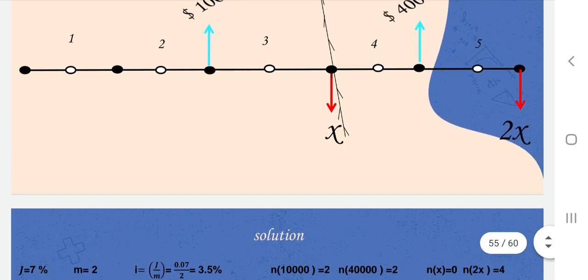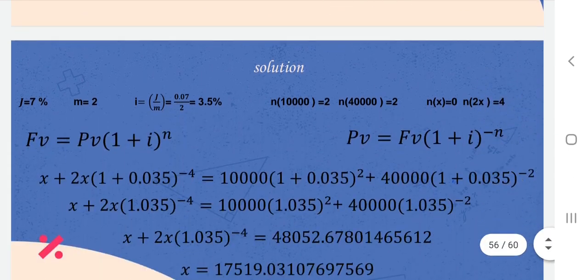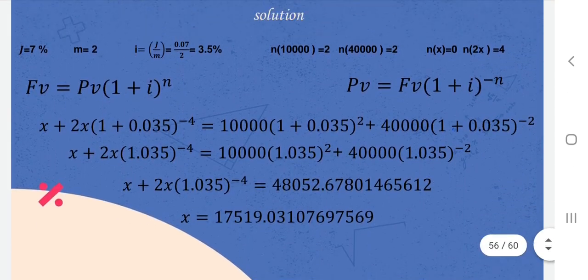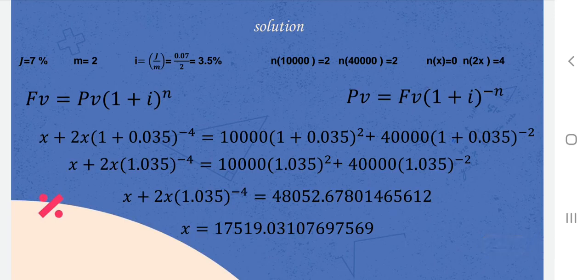You can get n from the time diagram. The distance between the black points equal 1 year, and the distance between the black and white points equal 6 months. Finally, you can get x, which is equal 17,519.